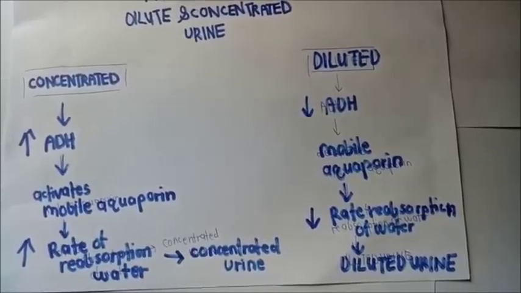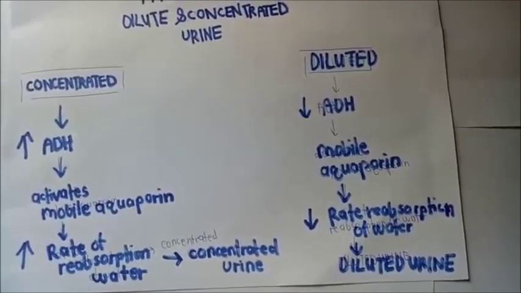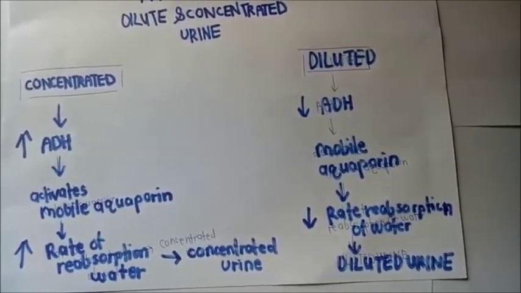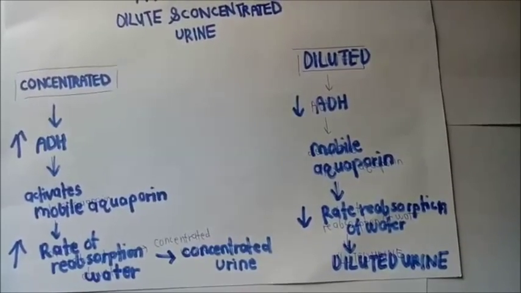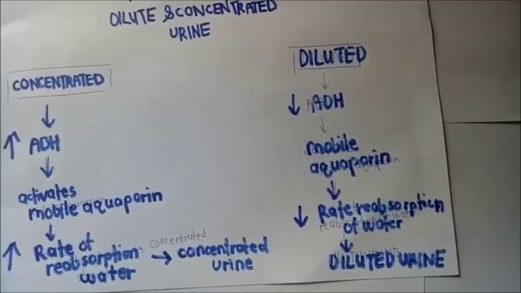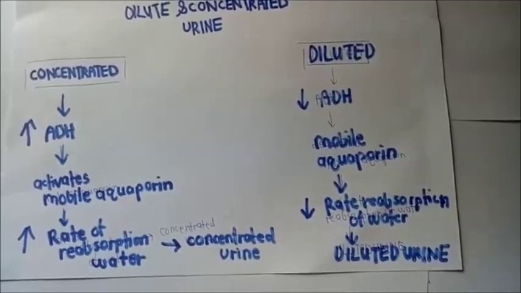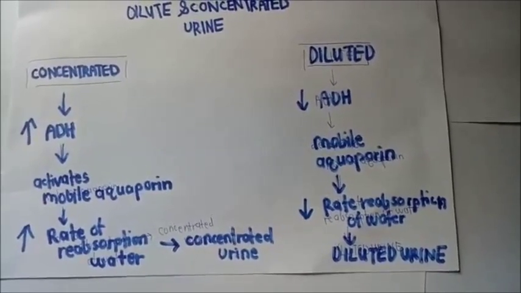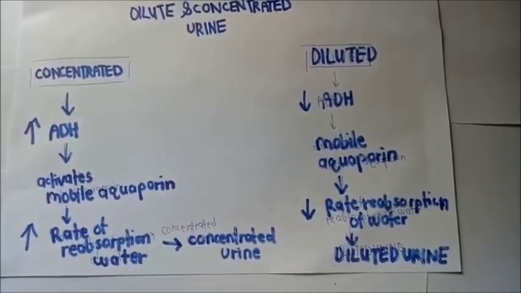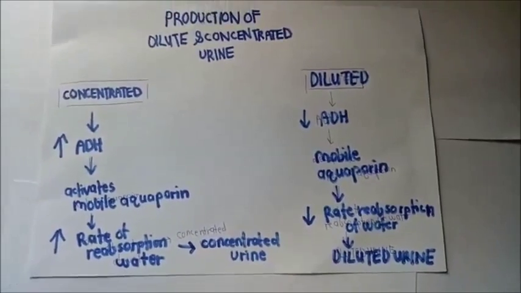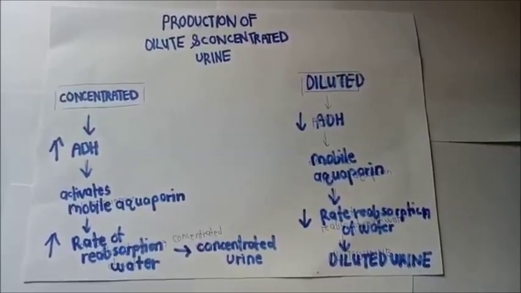While as for diluted urine, the formation of dilute urine depends on a decrease in the secretion of ADH from the pituitary. The kidney will continue to absorb solute while failing to absorb the water. Because of low ADH, it will deactivate the mobile aquaporin. Thus, it will decrease the rate of reabsorption of water. Because of that, it will produce diluted urine. So basically this is the production of diluted and concentrated urine.